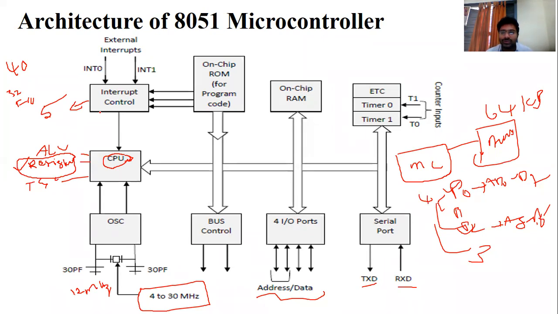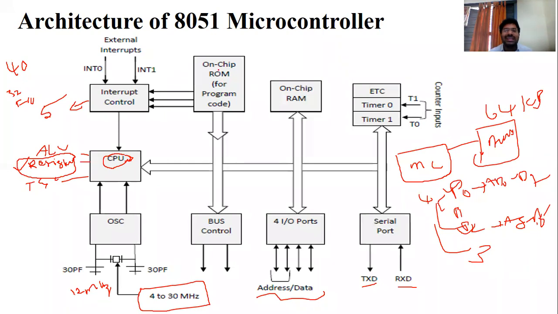So remember one thing: whichever microprocessor or microcontroller you take, it is more powerful based purely on interrupts. If any controller has a larger number of interrupts, that controller or processor is the more powerful processor or controller. Remember this.